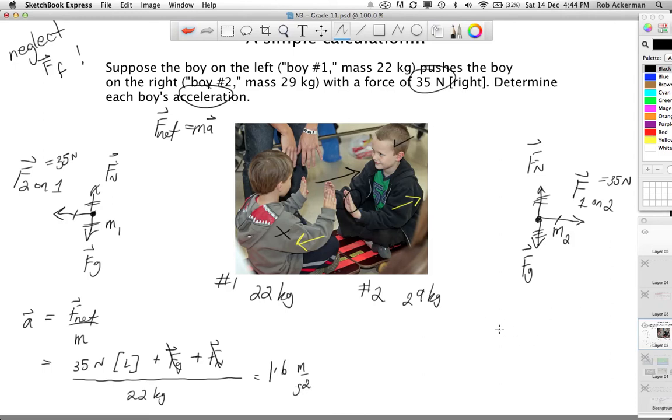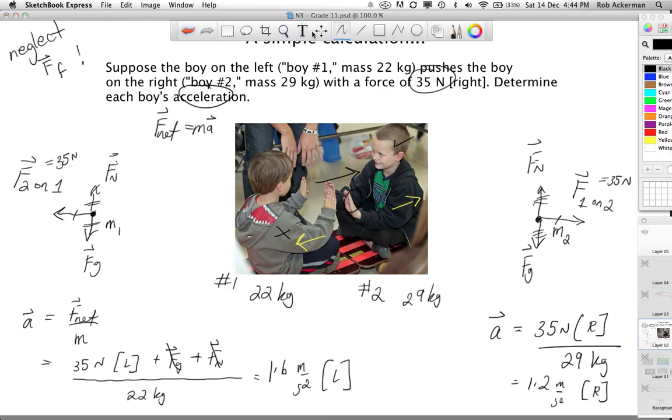And if I do the same for the other boy, just to save time, I'm not going to write everything out. I'm going to leave it to you to see that the force is the same, 35 newtons to the right this time, but this time distributed over 29 kilograms, which will give me a lesser number, 35 divided by 29. I get 1.2 meters per second squared. And of course, I should include the directions, to the right and for this one to the left.